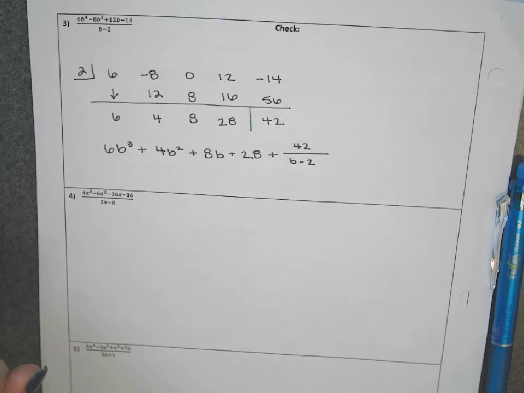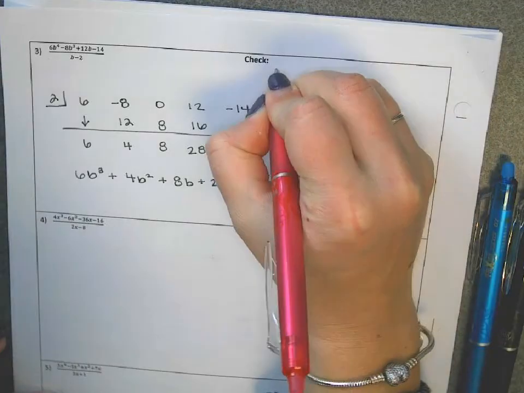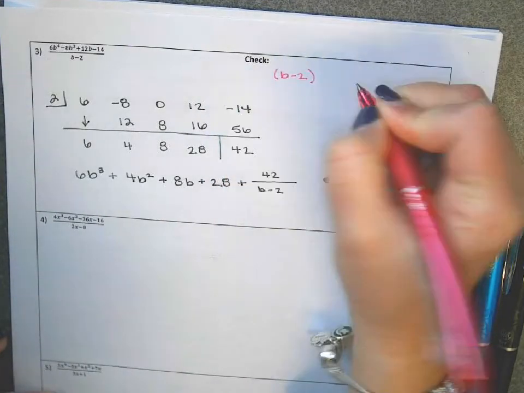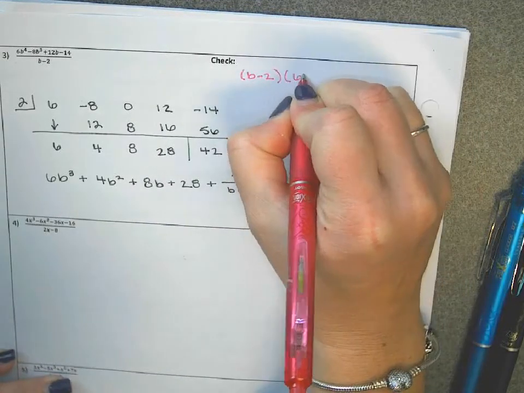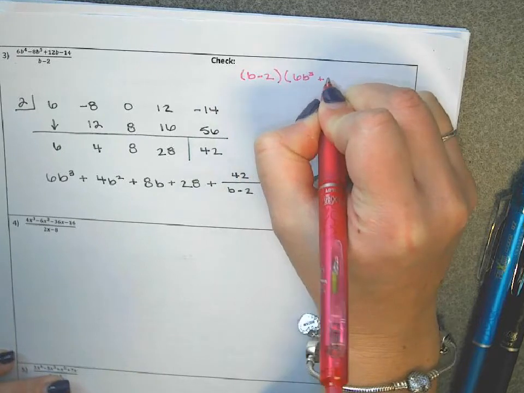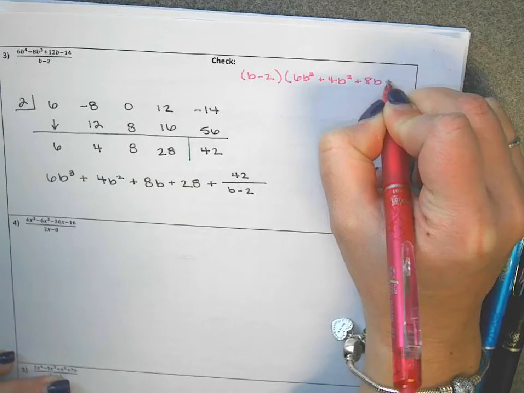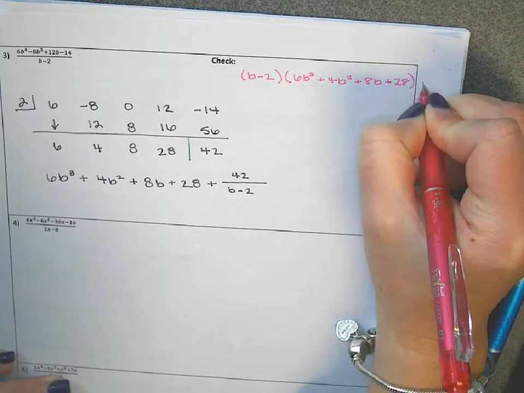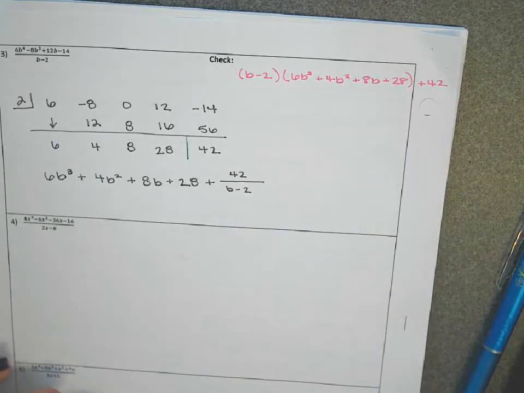All right, then in order to check this, when I go to check this, I'm going to take that b minus 2, and I'm going to multiply by what I got, 6b to the third plus 4b squared plus 8b plus 28 with a remainder of 42. So I'm going to add the 42 on the outside.